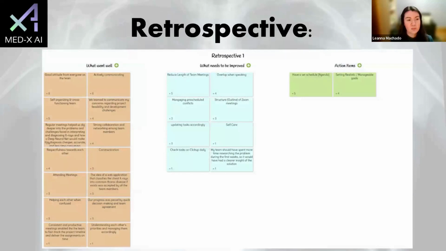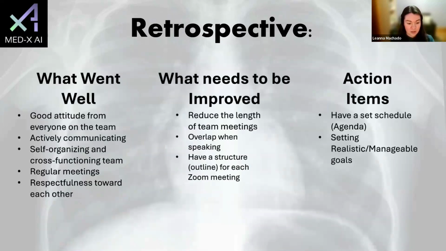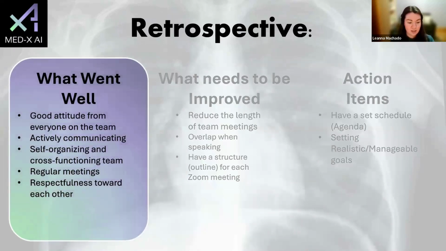By the end of the sprint, the team reflected on our performance and teamwork through a retrospective where each of us shared our feedback and ideas. Through our discussion, some of the comments on what went well that were emphasized were the good attitude from the team members, our active communication in meetings and messages, and how the roles and tasks were easily and naturally assigned to members based on our skills. We were consistent with meetings, and we were respectful towards each other.